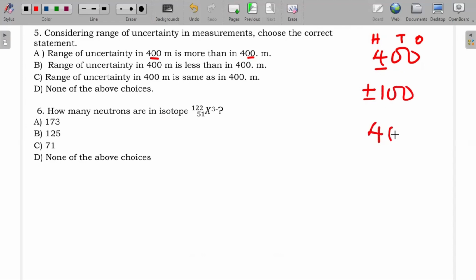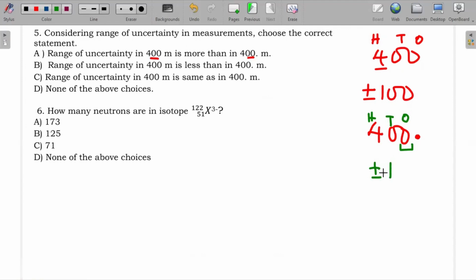And then for 400 point, it means these zeros are now significant. So the last significant figure is this one, and it is in the what? Ones, tens, hundreds. So the last significant figure is in the ones here. So meaning that the uncertainty is plus or minus 1.